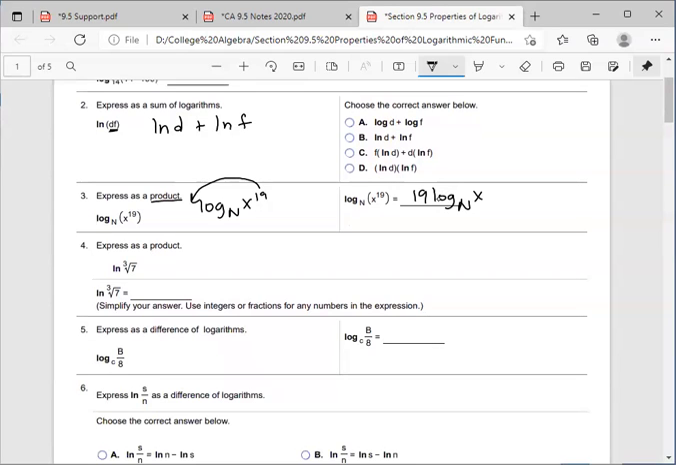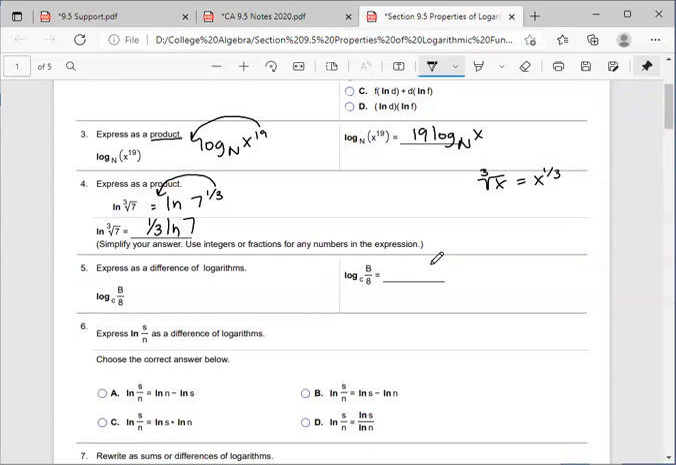Remember that when we were doing this problem, we said that the cube root of x is the same thing as x to the 1/3. I remember that. So that's what they're using right here. They're saying, oh, this is the natural log of 7 to the 1/3. So we're going to move the 1/3 to the front. That's going to be 1/3 times the natural log of 7. Everybody okay with that?